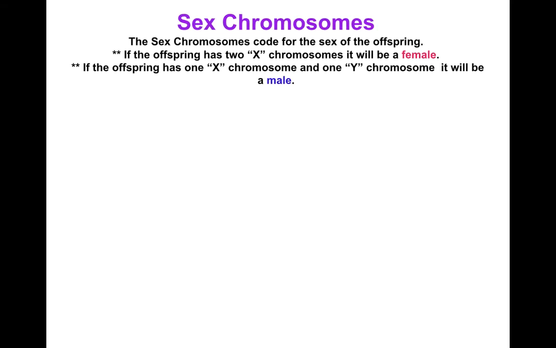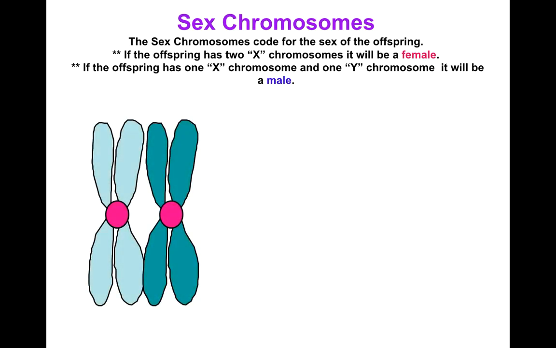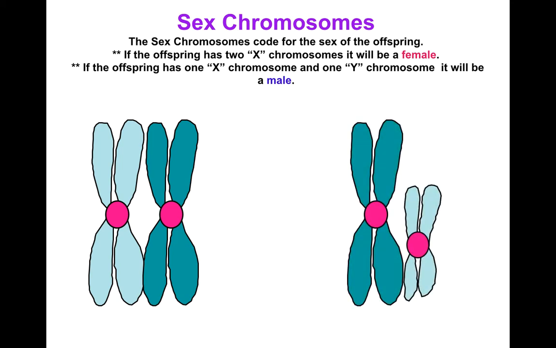Sex chromosomes. The sex chromosome codes for the sex of the offspring. If the offspring has 2 X chromosomes, it will be female. If the offspring has 1 X chromosome and 1 Y chromosome, it is a male. So when we look at the homologous chromosomes here, this one is a female. It's 2 X's, and they're both the same size. This one is considered male.